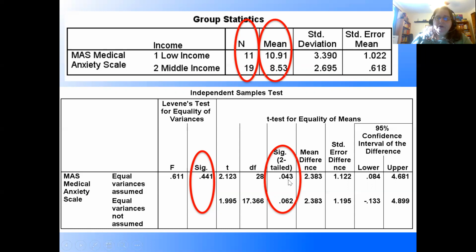Yep, that's less than 0.05. Sure is significant. If this was 0.004 by the Levene's test instead of 0.441, and then this becomes not 0.062, but 0.031. Yup, that suddenly is less than 0.05.